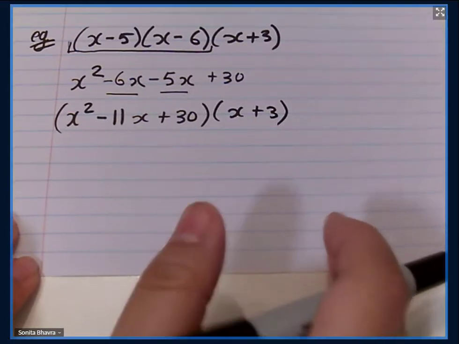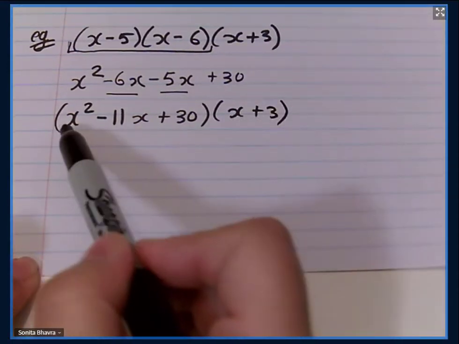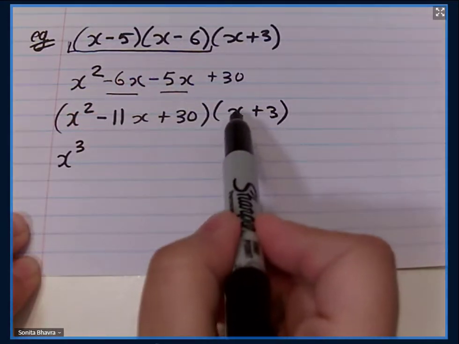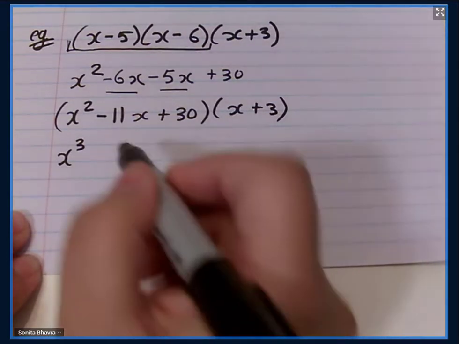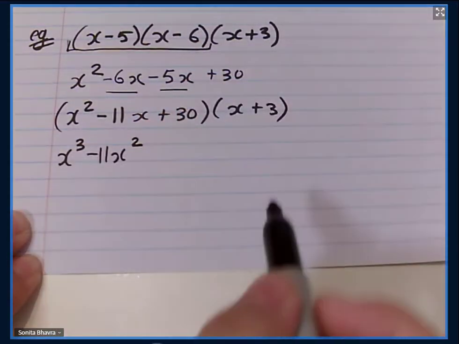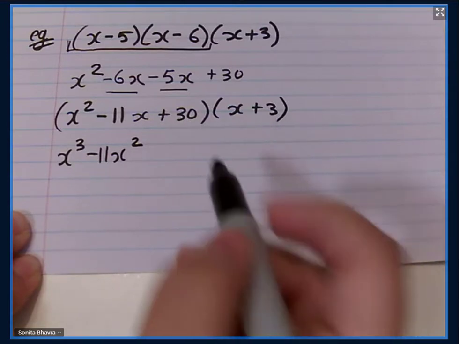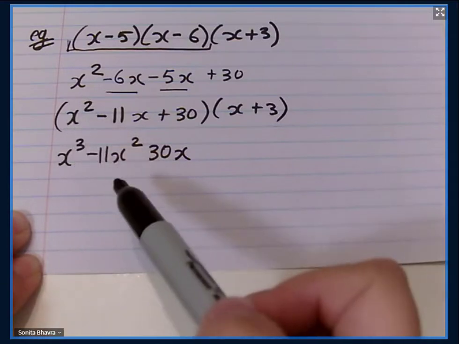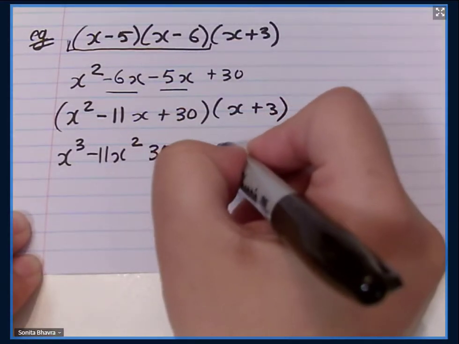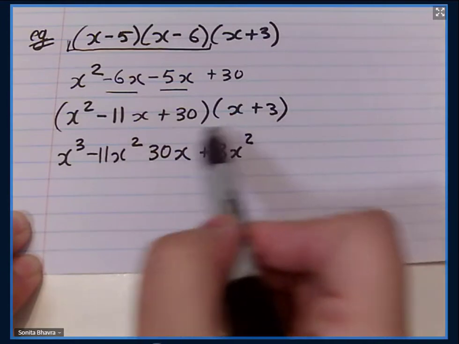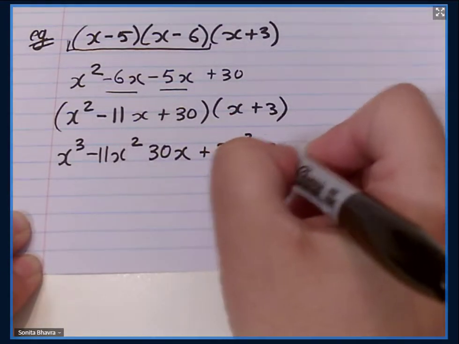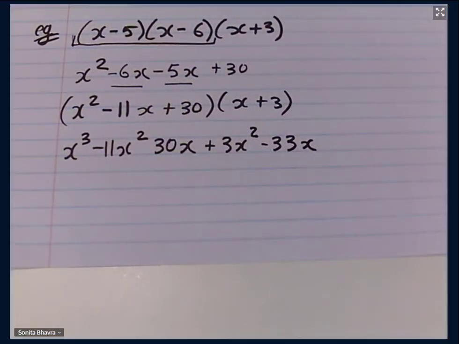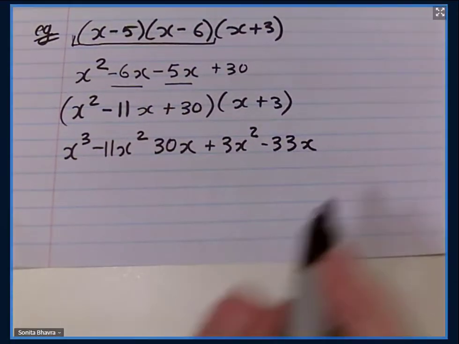All right, so x times x squared, that gives me x to the power of 3. x times negative 11x, that's negative 11x squared, and then x times 30, 30x. And then we have to multiply the 3 with everything inside, so plus 3x squared, 3 times negative 11x, negative 33x, and then 3 times 30, which is 90.